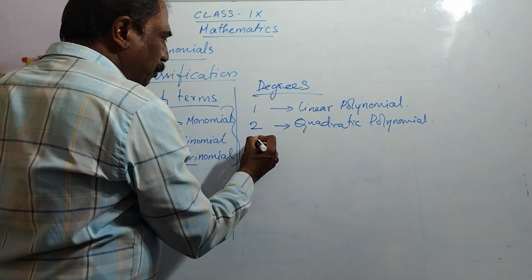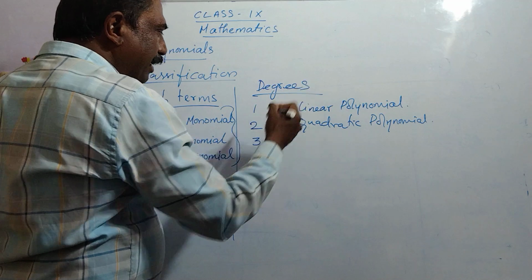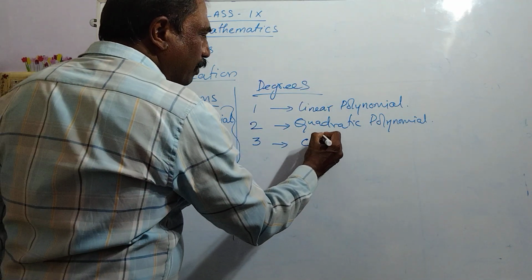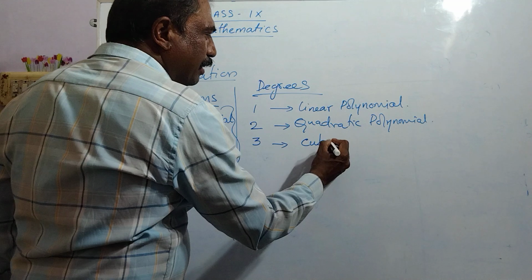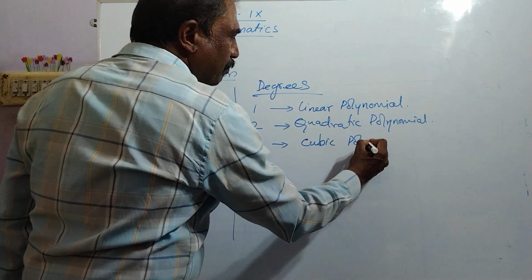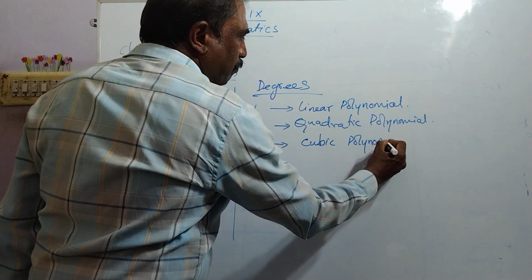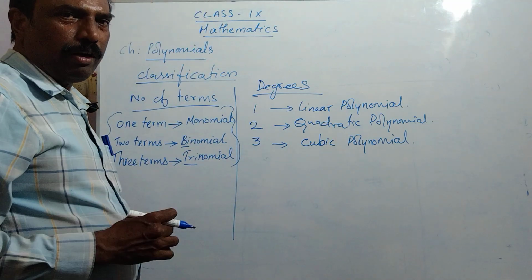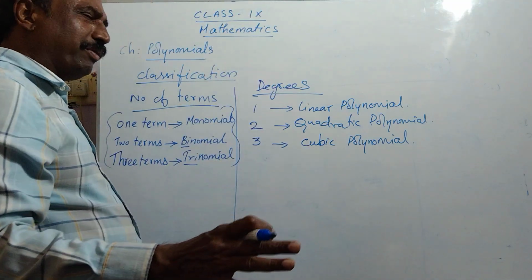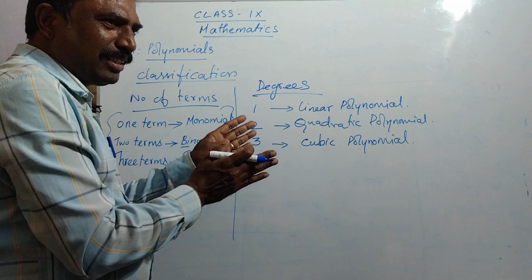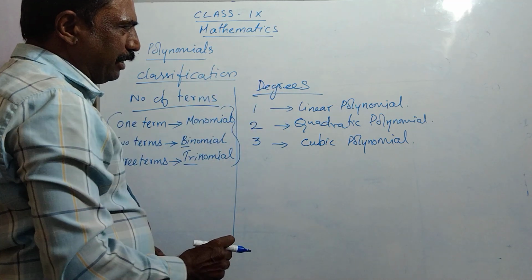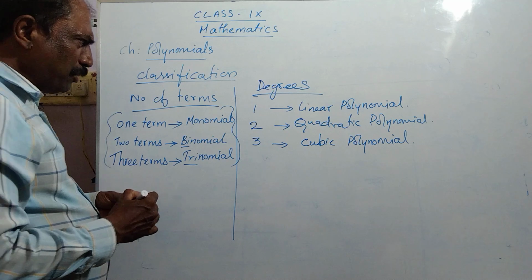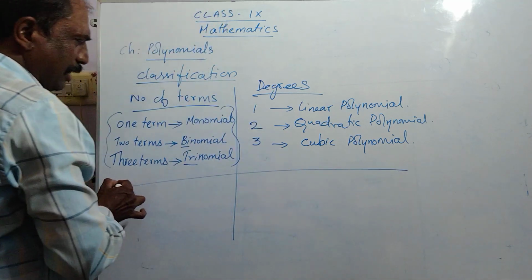Then suppose the degree is 3, then we'll say cube. You have studied cube, that is a cubic polynomial. If the degree is 3, it is a cubic polynomial. These are all polynomials; we categorize some polynomials with special names. So everything is a polynomial. Okay, here we are coming to some other cases.